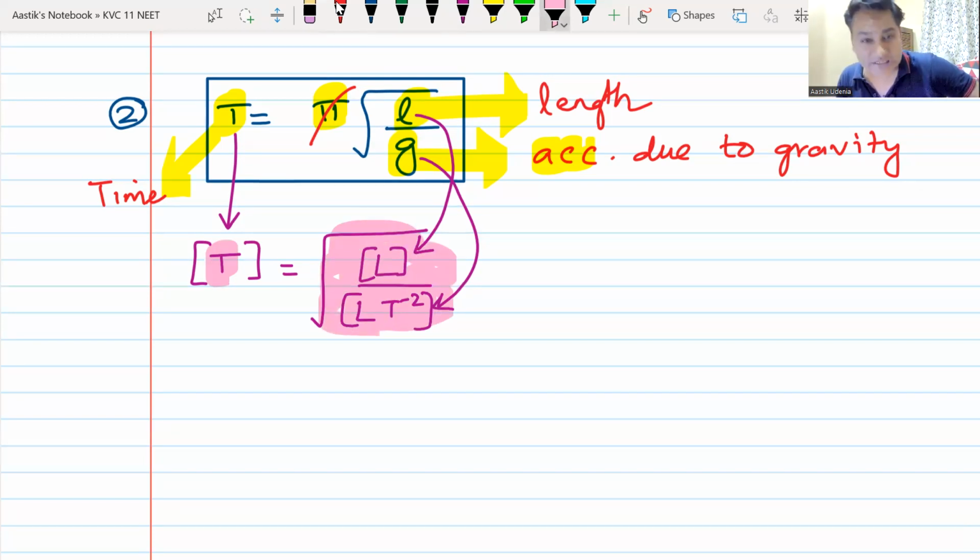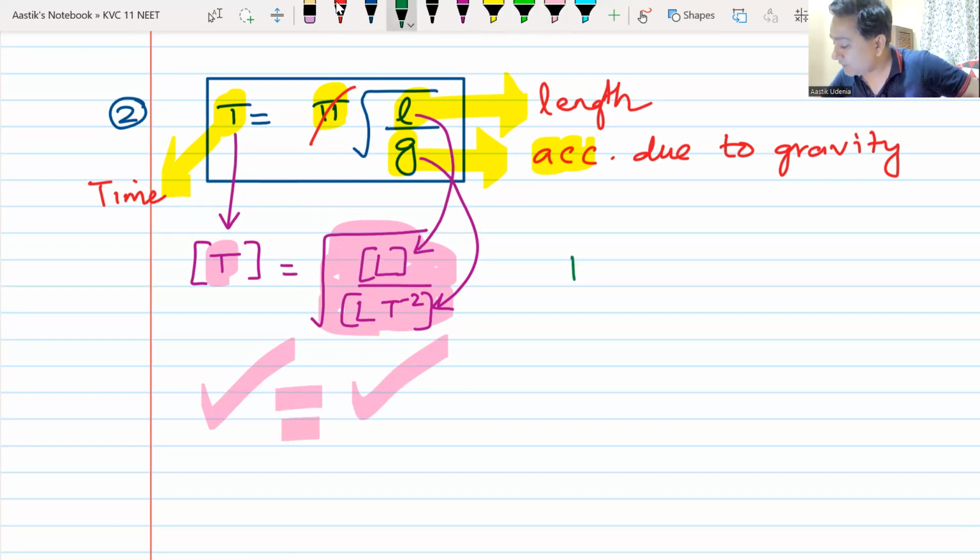Are the dimensions matching, left hand side and right hand side? Yes, sir. This dimension and this dimension are definitely matching. Therefore, I can safely say that this equation is dimensionally correct. Do we understand this? Yes or no?